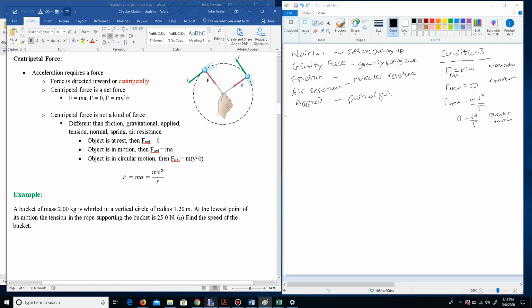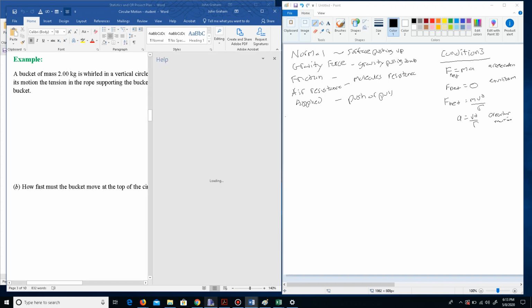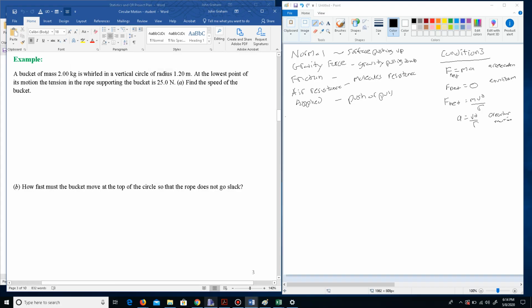All right, so let's get to an example. You have a bucket of mass 2 kilograms. You're pulling this in a vertical circle of radius 1.2 meters. At the lowest point of its motion, the tension in the rope supporting the bucket is 25 newtons. We want to find the speed of the bucket. So this is the lowest point. Let me do it this way: you have the rope, the bucket's going around, so you have the bucket here.